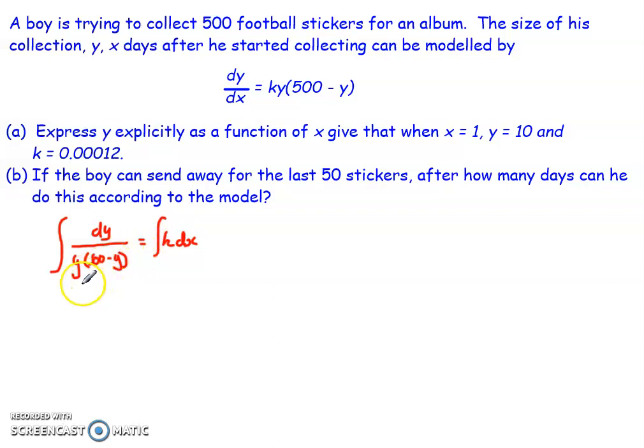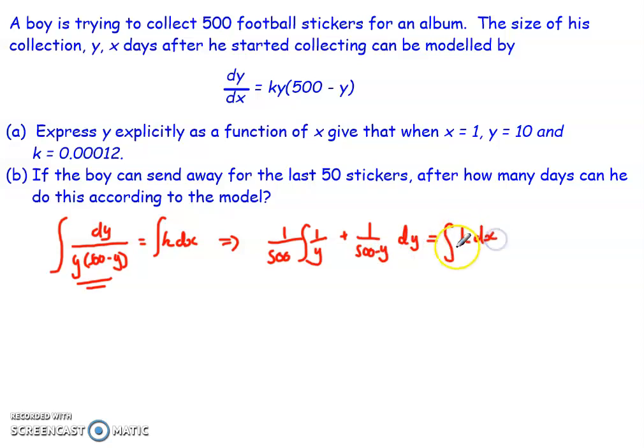Now, look at this side here. I've got y(500 minus y), and I've only got a constant on the top. That again should make you think partial fractions. Use the technique we covered way back in the very first block of work to separate them up. What I'll end up getting is 1 over 500 times the integral of 1 over y plus 1 over 500 minus y dy, and that equals the integral of k dx.